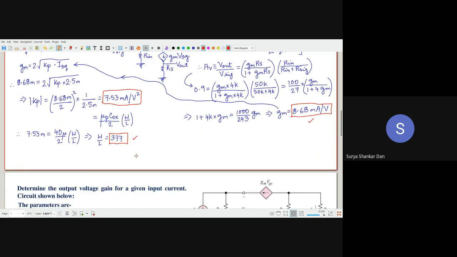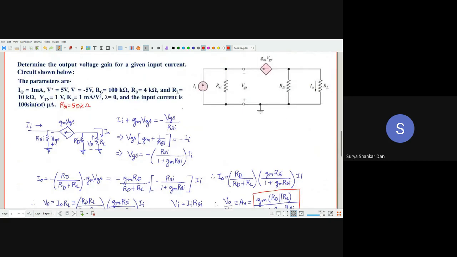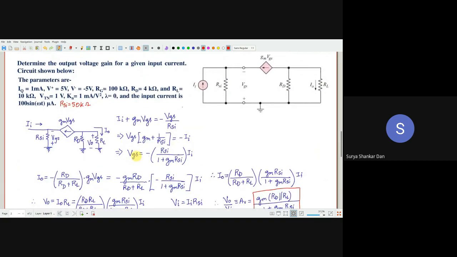Now we will come to the third problem for this tutorial. Determine the output voltage gain for this input current circuit. Parameters are provided. One parameter is missing, that is RSI equal to 50 kilo ohms.